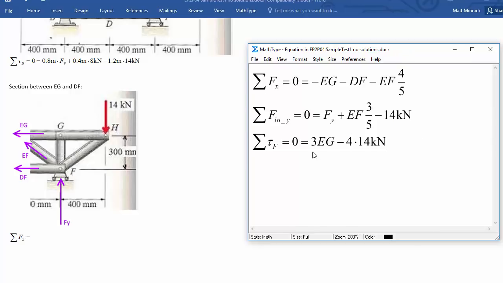The reason is, since we have this equals 0 anyway, we can divide the whole thing by a constant without changing it. So here we've gone and divided by 100 millimeters across this equation, and that still leaves us with something that's true. So this lets us solve right away for what EG is. EG is going to be 4/3 of 14 kilonewtons. Then we can take the Fy that we solved from the first part and substitute that in to get EF, and then we get both of those things substituted in here to figure out what DF is. Okay.